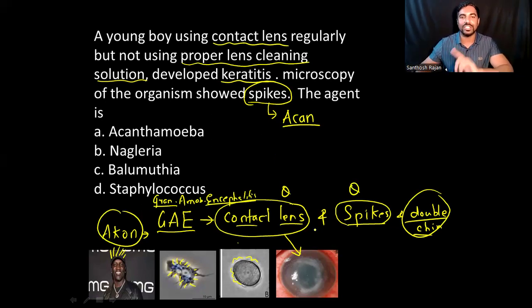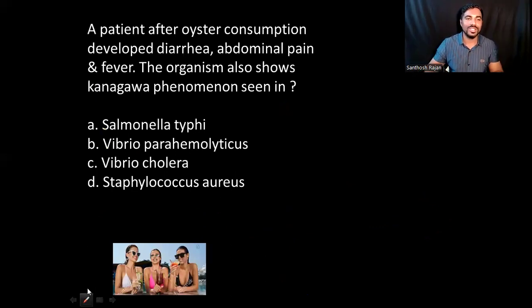Granulomatous amoebic encephalitis, contact lens, spikes, double chin. Finish. Your Acanthamoeba is over. So the answer is Acanthamoeba. Okay, Acanthamoeba. Yes. Good.